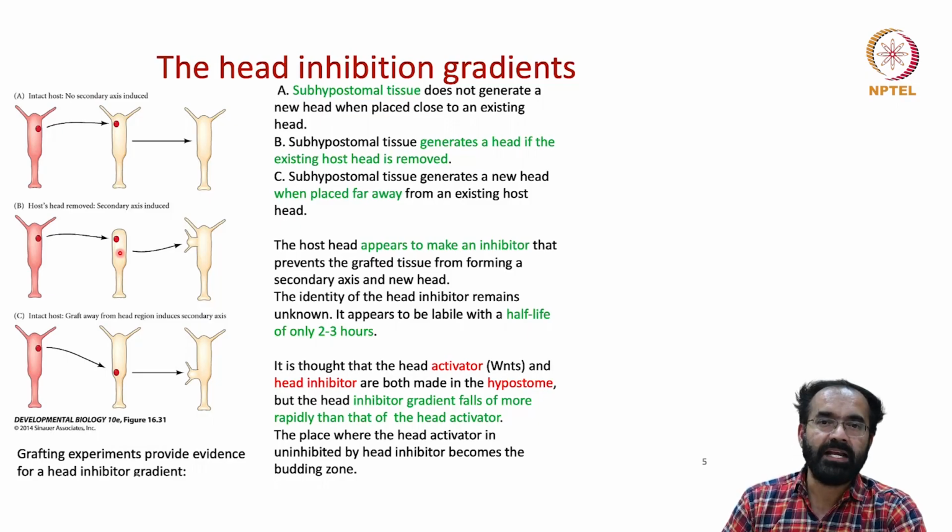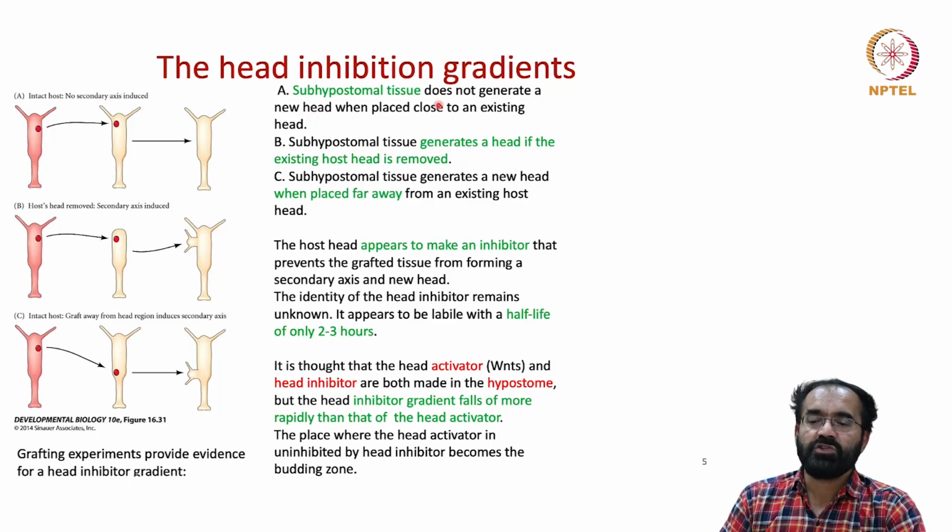So this gives you an idea. An existing, functional head prevents the formation of one more head. It does not want one more head. That means some inhibitors are being secreted. The same way, we have seen in an intact host, if you take a graft and put it in the basal region, which you saw in the previous class, towards the belly region, no matter whether the host has a head or not, a new head will be formed.